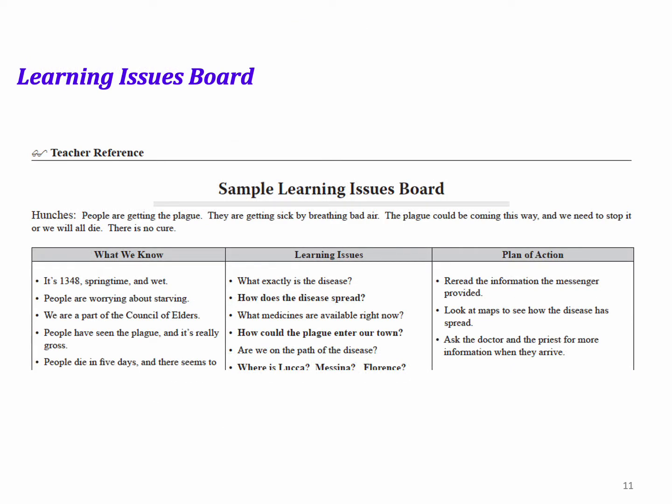After hearing the merchant's chilling report, students complete the Learning Issues Board, listing the information they know and questions they need to answer in order to understand the situation better. Students then prioritize their questions, selecting the top 4 or 5 they need to answer first, and create a plan of action to find answers for those top priority questions. They are then ready for the next stage of the problem, inquiry and investigation.